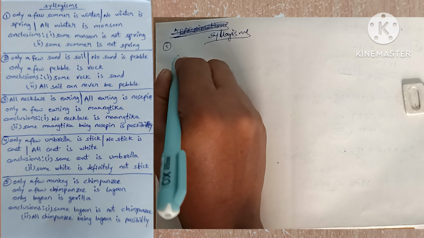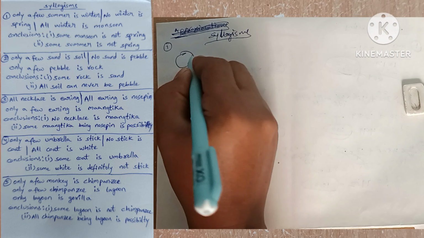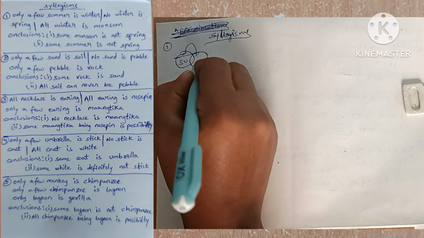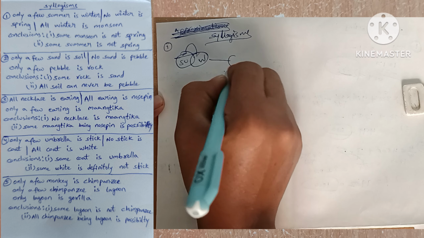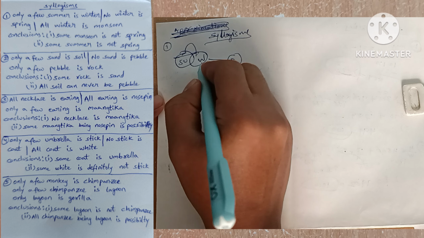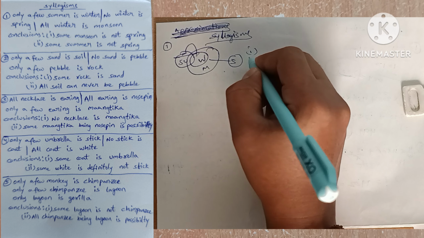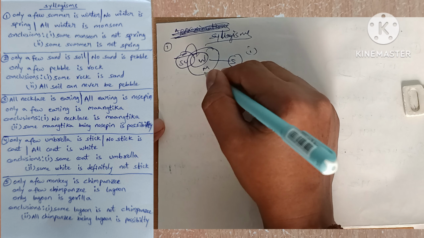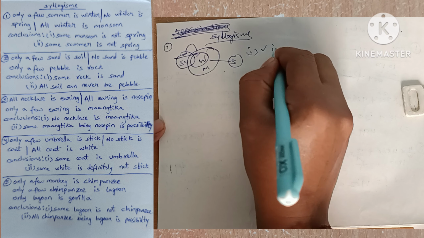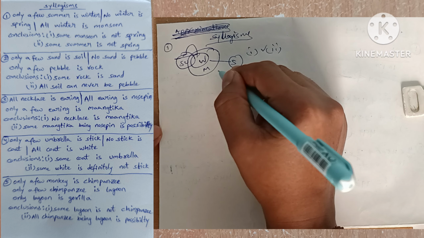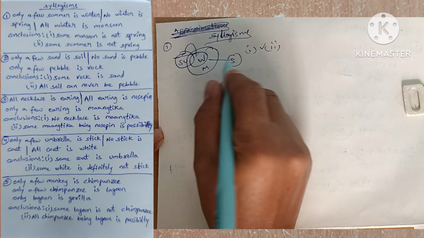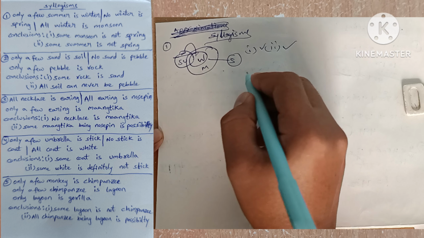Syllogisms. First question. Only a few summer is winter. No winter is spring. All winter is monsoon. Conclusion 1: Some monsoon is not spring. True. Conclusion 2: Some summer is not spring. True. Both 1 and 2 are true.